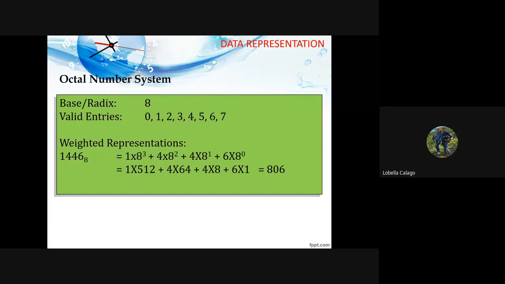So, for the octal, alam natin, di ba, octopus. So, ibig sabihin si octopus ay may 8 kamay. Kaya nga octopus. So, octal, ang base natin is 8. So, the valid entries for the 8 are below 8. So, ano yung below 8? Those are the numbers 0 and 7. Kaya nga, nakikita natin 0 and 7 lang ang valid entries ng ating 8.